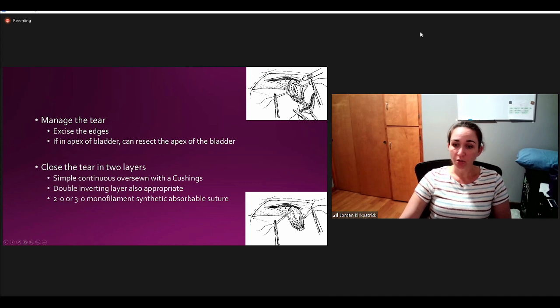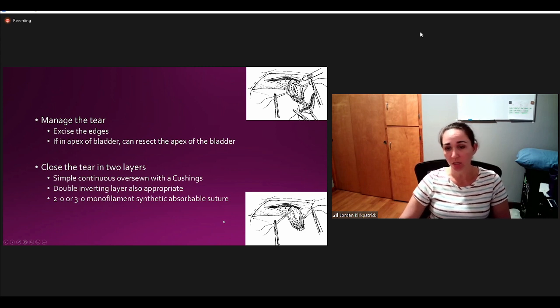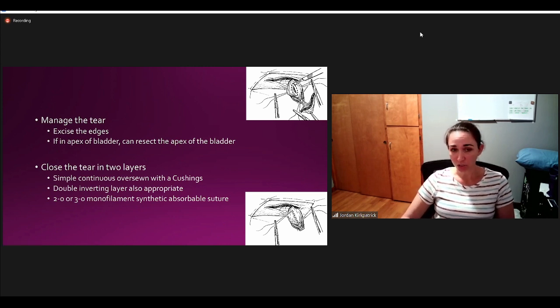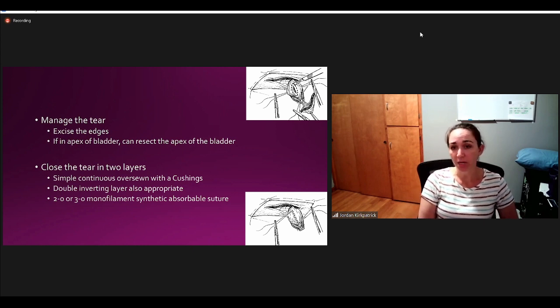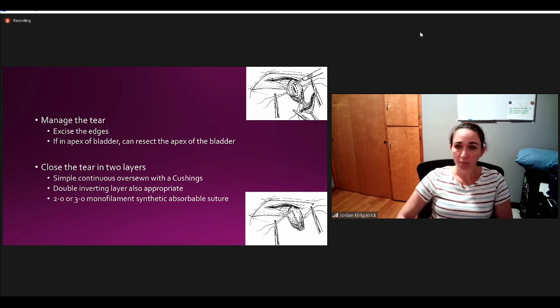So again, if you're going to close the tear, after you remove the damaged edges, you just close in 2 layers, usually a double inverting. I tend to use a Cushing's pattern and use either 2-0 or 3-0, some type of monofilament synthetic absorbable suture. Here we have Monocryl or PDS, and I tend to use PDS.